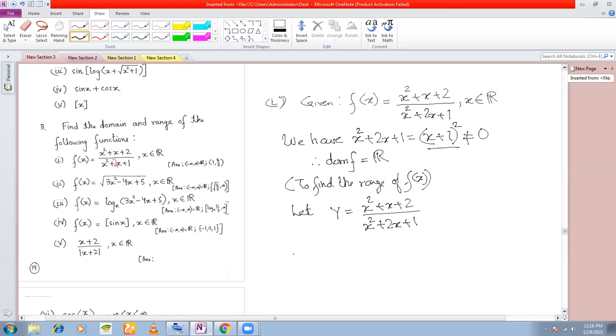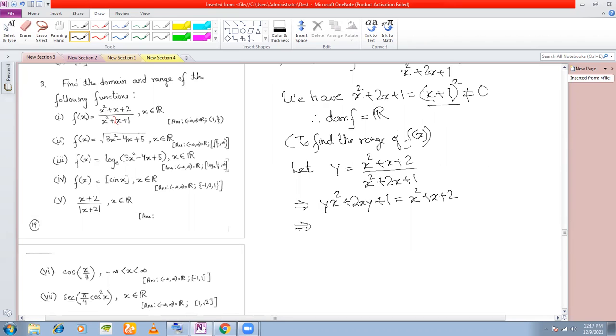Okay, so now you cross multiply here, you get yx square plus 2xy plus 1 is equal to x square plus x plus 2. Now what you do here is you collect the x square terms together. Yx square minus x square plus 2xy minus x plus 1 minus 2 is equal to 0. You take y common, you get y minus 1 x square, and from here you take x common. You get 2y minus 1 x. 1 minus 2 will give you minus 1.